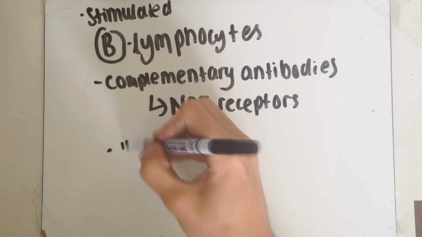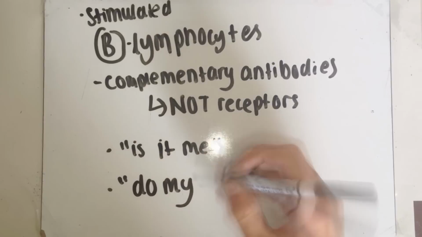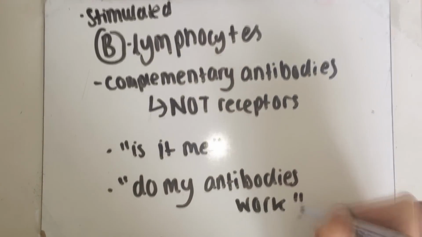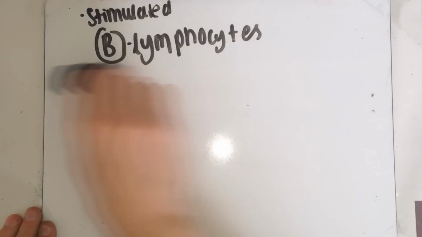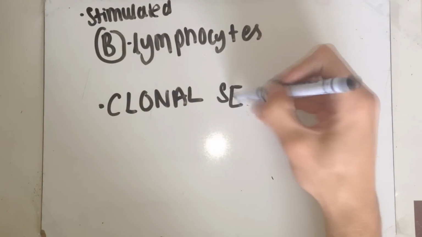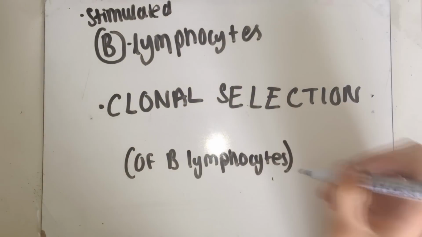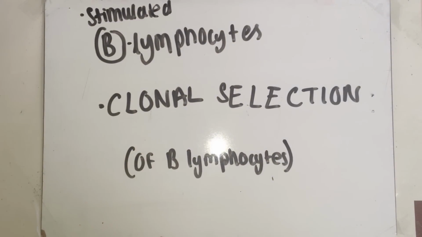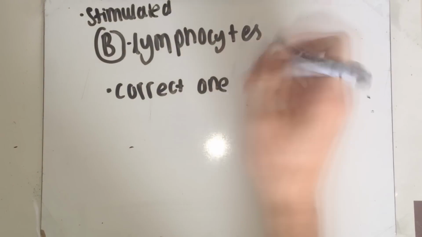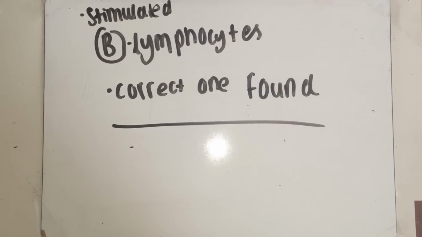Much like the T lymphocytes wanted to know if they had the right receptors, the B lymphocytes want to find out if they've got the right antibodies. Is it me? Is it you? They want to know who has the right antibodies to neutralise this pathogen. Finding out who has the right antibodies is known as clonal selection, this time of the B lymphocytes. The process is exactly the same as in T lymphocytes.